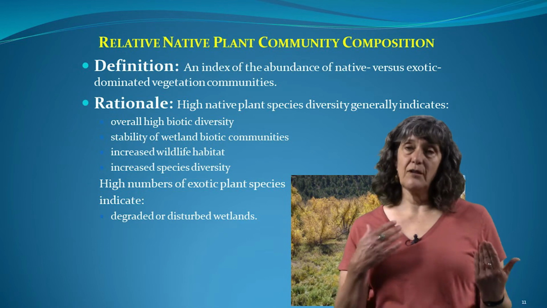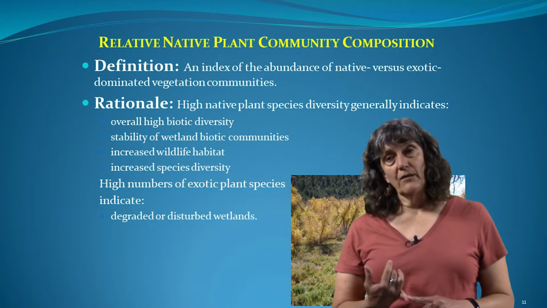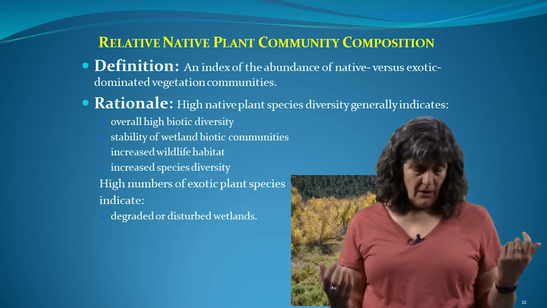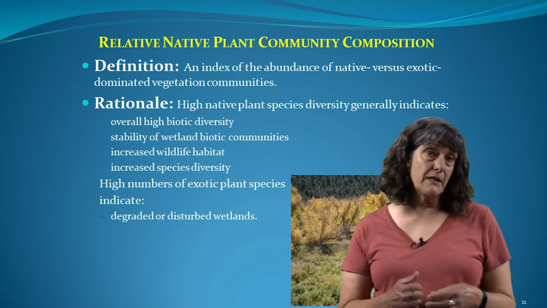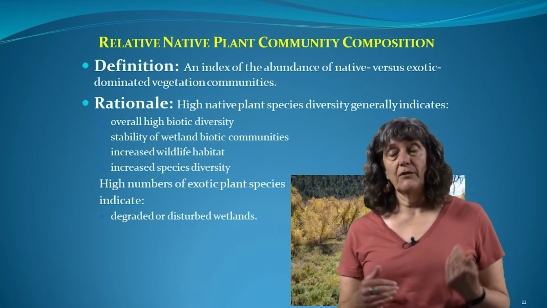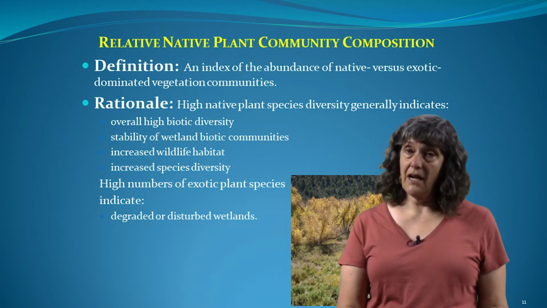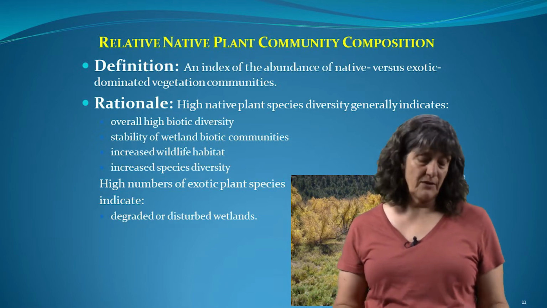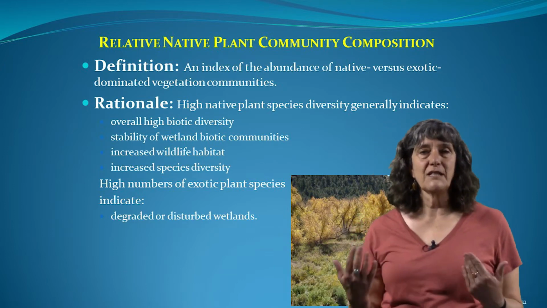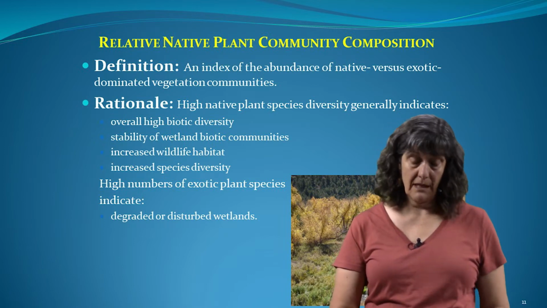We care about this because usually when you've got a high percentage of native plants dominating your community, you'll have higher biotic diversity, the wetland communities are more stable, you're going to have better wildlife habitat, especially for native species who are often dependent on those native plants, and you should have increased species diversity, because a lot of times when you get really exotic dominated communities, they drive down the diversity. Whereas if you have a community that's mostly dominated by non-native species, it tends to indicate either that the wetland has been disturbed or the hydrology's been messed with, or something else has happened to cause the native species to go away and the exotic species to be able to take over.